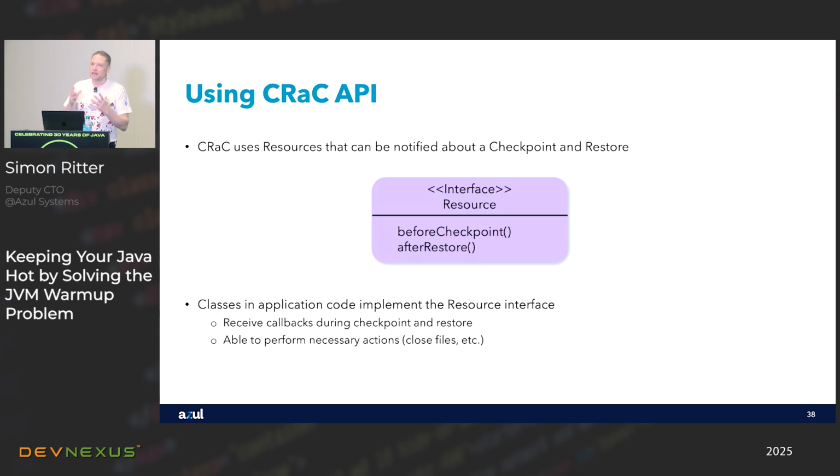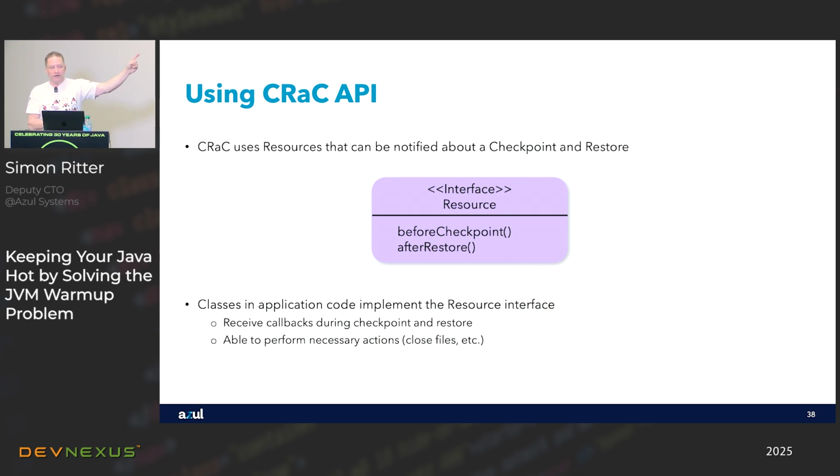How we do this is using a very simple API. Any class which needs to be aware that it's going to be checkpointed and then restored, something that has a JDBC connection, for example, you implement the Resource interface. That Resource interface has two methods called beforeCheckpoint and afterRestore. You'll never guess where those methods are called.